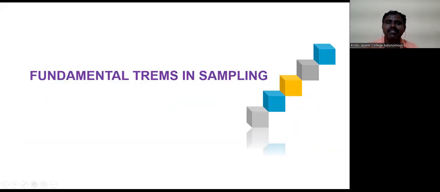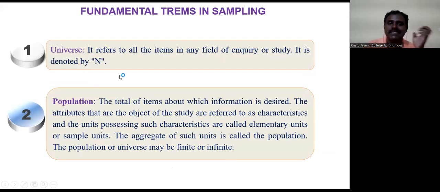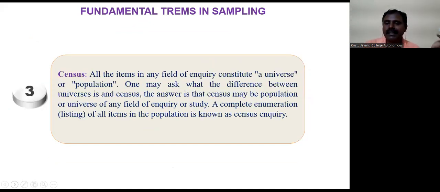And these are the various fundamental terms involved in sampling. Universe. Universe is nothing but the total population. It refers to all the items in any field of inquiry or study. It is denoted by N. And population is the total number of people, the total items about which information is desired. Then census is when we collect data from the total population. Whenever you collect the data from the entire population, it is called a census.